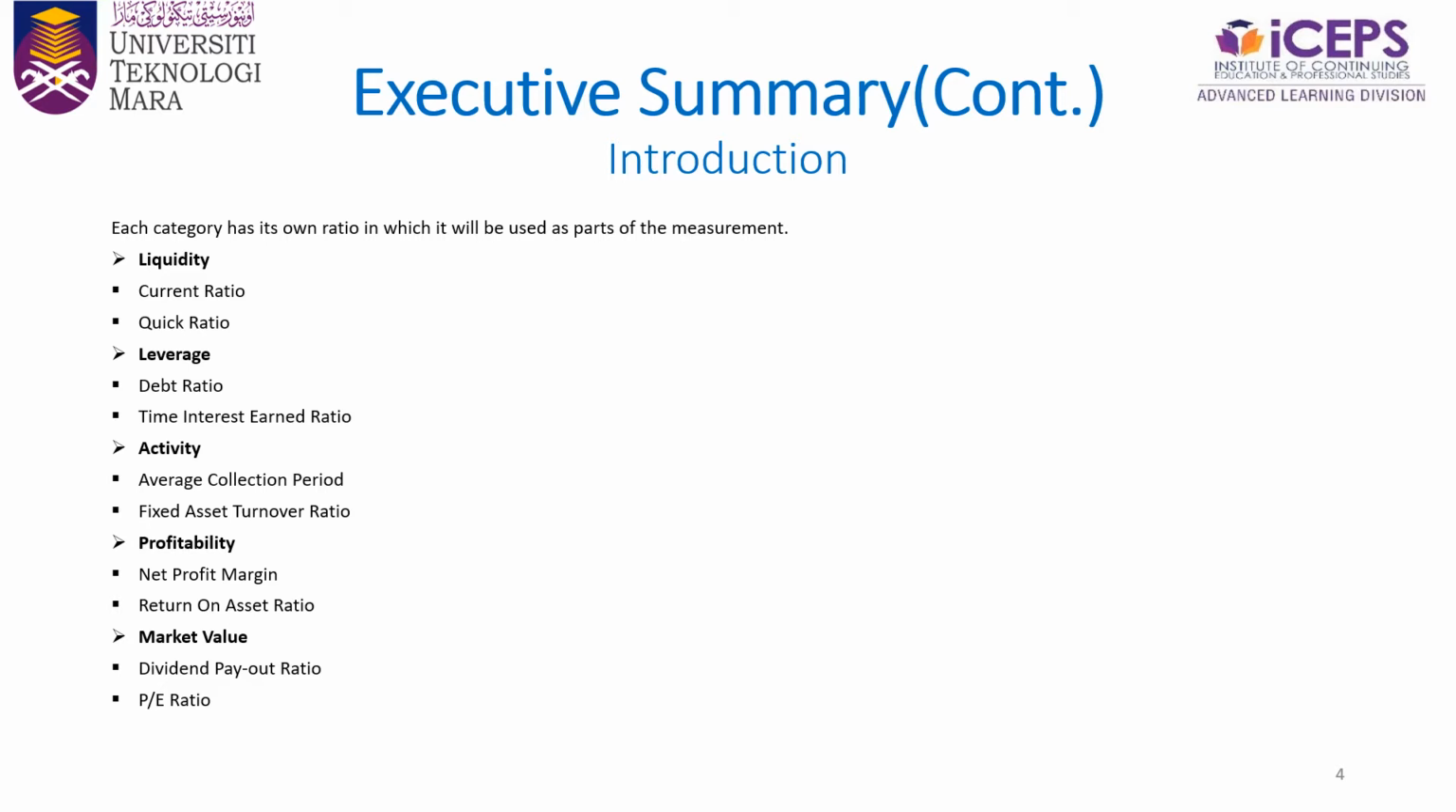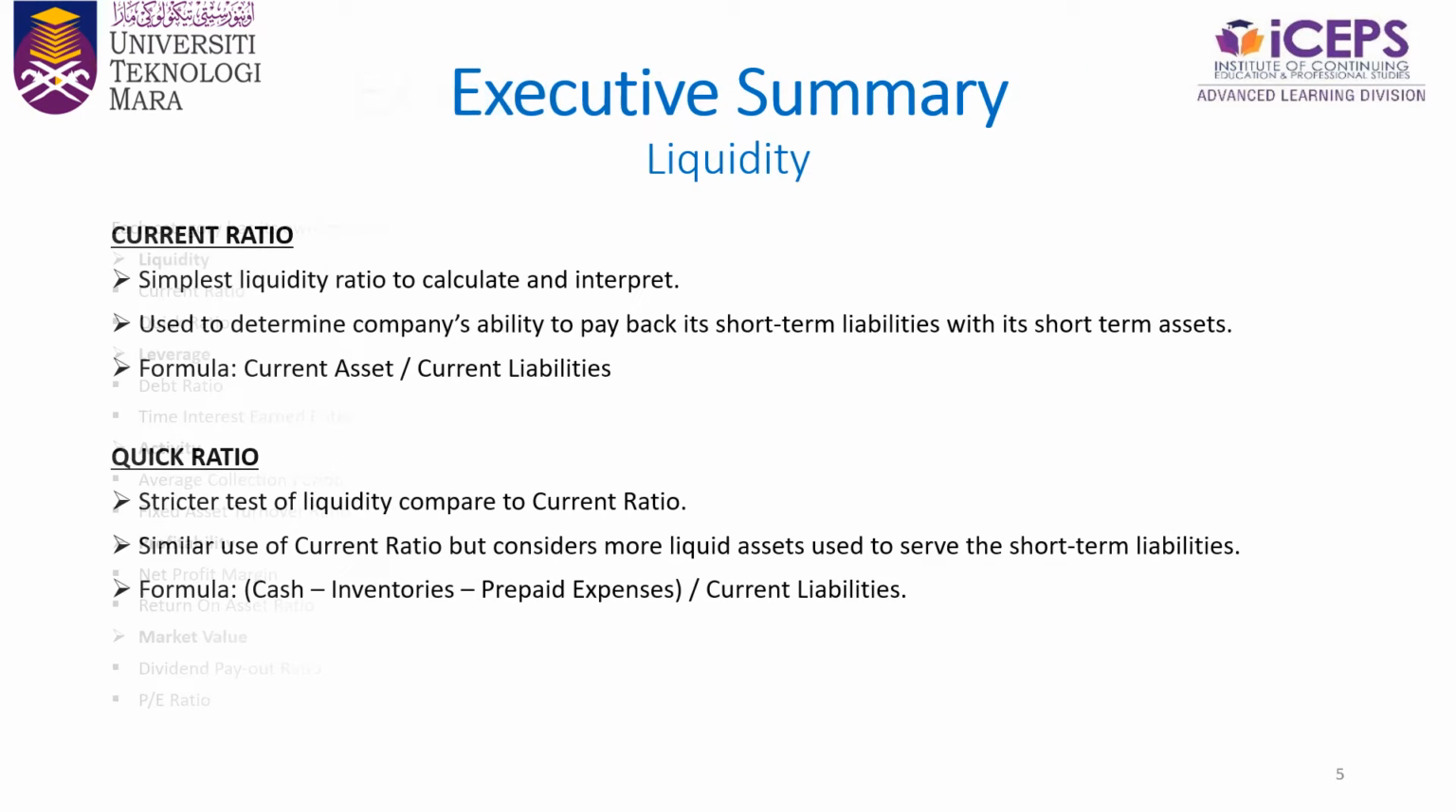Liquidity uses current ratio and quick ratio. Leverage uses debt ratio and times interest earned ratio. Activity uses average collection period and fixed asset turnover ratio. Profitability uses net profit margin and return on asset ratio. And the last one is market value, which uses dividend payout ratio and PE ratio.